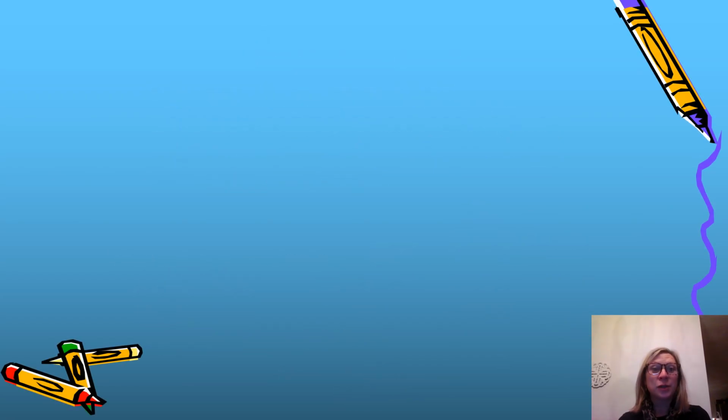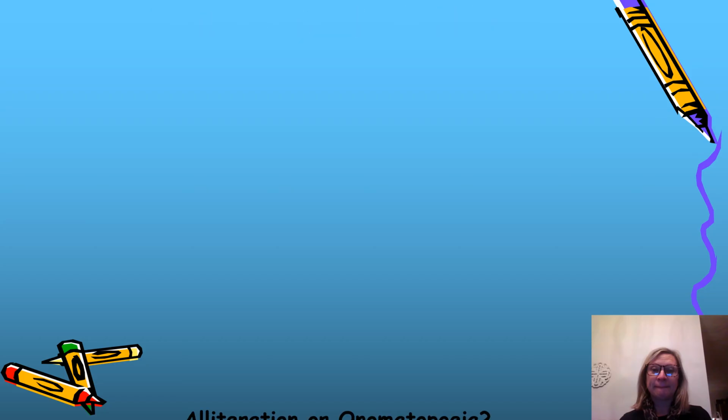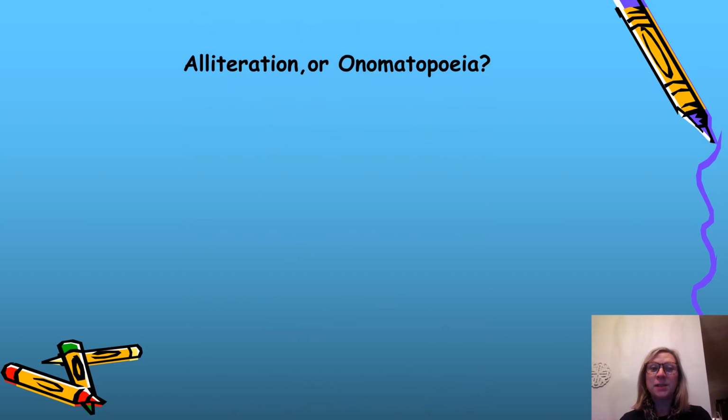So the next thing we're going to be doing is we're going to be using our guided notes. So you're going to want to make sure that you have your guided notes in front of you, and we're going to have a little practice. Okay. So we're going to be deciding if it's alliteration or onomatopoeia. So with your pencil on your guided notes, you're either going to write A for alliteration or O for onomatopoeia.